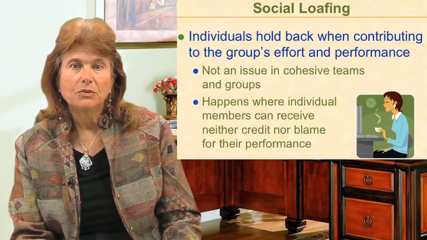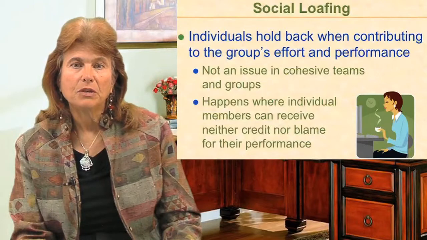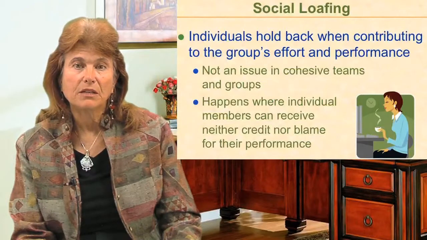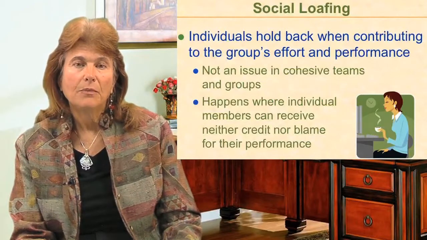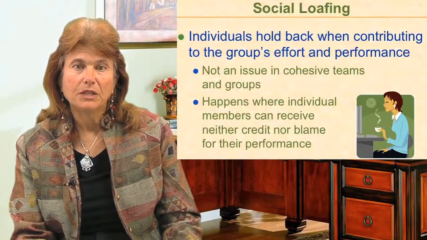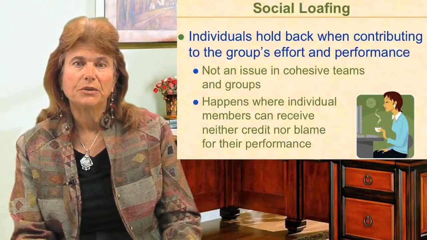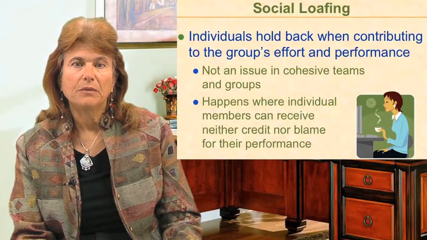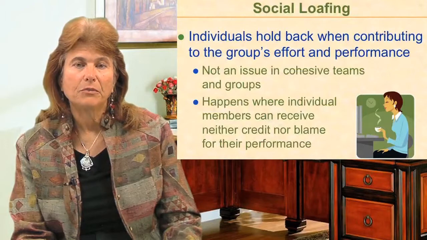We also have another phenomenon in groups, what's called social loafing, where individuals might hold back from contributing to the group's performance because they can kind of tag on to other high-performing team members. This is not an issue in cohesive teams and groups. Everybody carries their load. It happens when individual members can receive neither credit nor blame for their performance. So if everybody gets an A and you don't recognize any of the high performance, it's likely you might have a social loafer in your group.